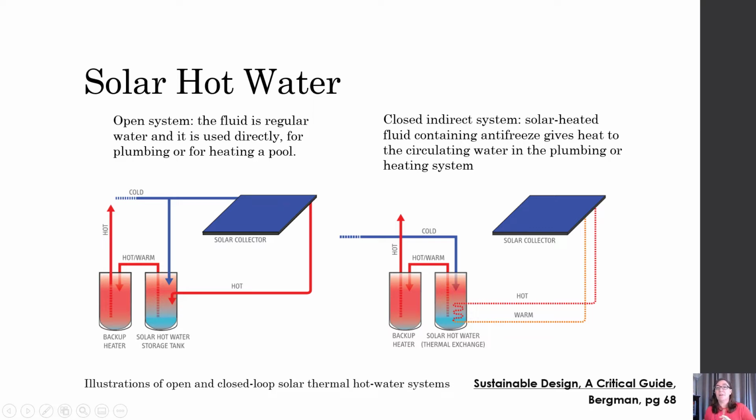On the right, we have something a little bit different. It's a closed or indirect system. And in this one, the fluid that's in the solar hot water system is typically going to contain antifreeze. And so it will run in a separate or indirect system. And then we transfer the heat to the potable water system in your plumbing or to blow air across it for a heating system in the building.